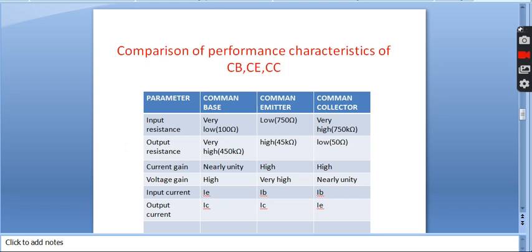Next, output resistance. In common base configuration, the output junction is reverse biased, so the output resistance is very high, about 750 kilo ohms. In common emitter configuration it is 45 kilo ohms, but in common collector configuration the output resistance is very low, 50 ohms. Next, go for the third parameter.